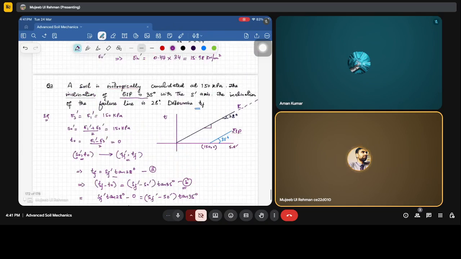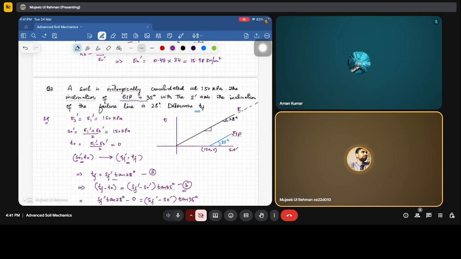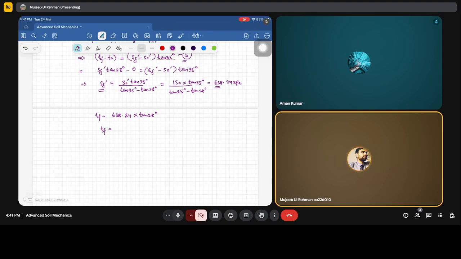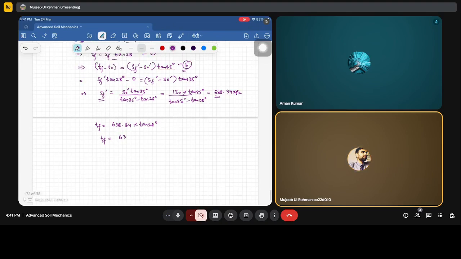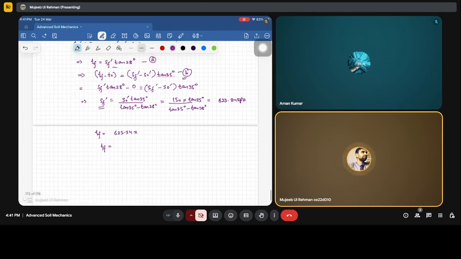So T at failure, that's what is asked. We have to determine the T at failure. So T at failure will be equivalent to 638.34 kPa. Similarly here, 638.34 into tan of 28 is 0.5317. You will get 331.37 kPa. Please check this value once again.